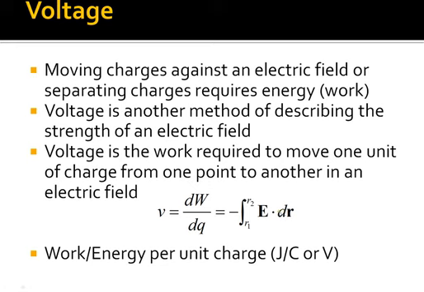So the further we move it, or the larger the charge, the more work, the more voltage that we get. This is the differential work per differential charge, or how much work has to be done per unit charge to move it in an electric field. Since it's work per charge, or energy per unit charge, it's expressed in terms of joules per Coulomb, which is the same thing as a volt.